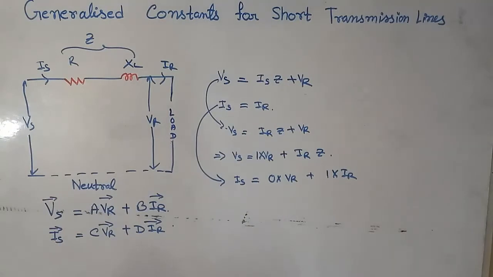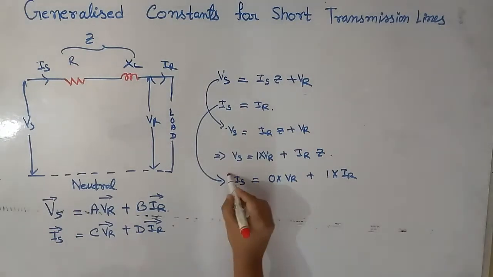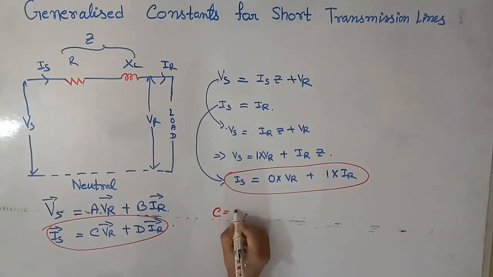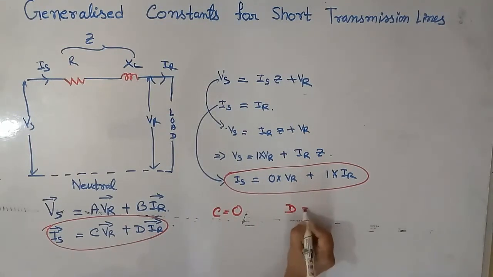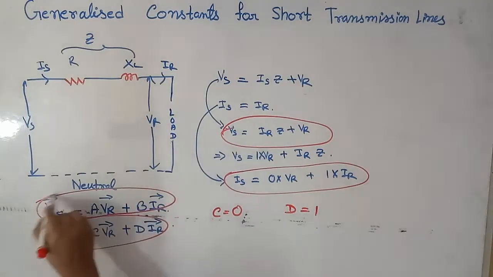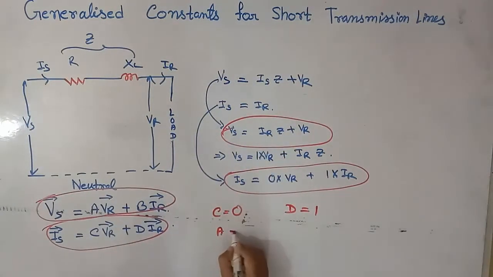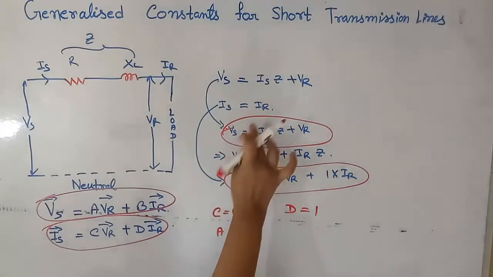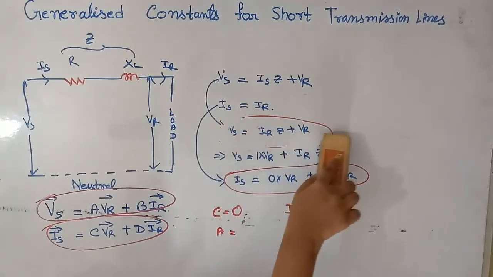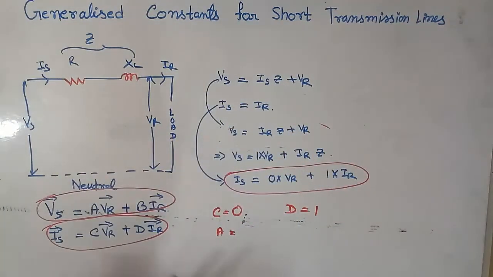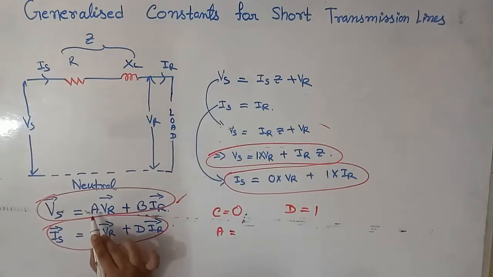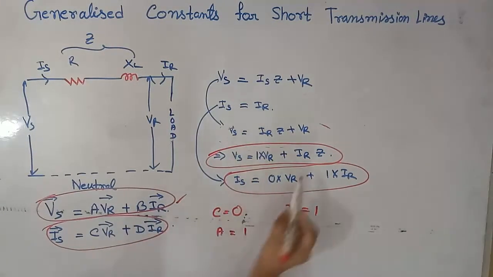Now comparing this equation with this equation, we get C equals 0, D equals 1, and by comparing this equation with this equation, we get A equals 1 and B equals Z.